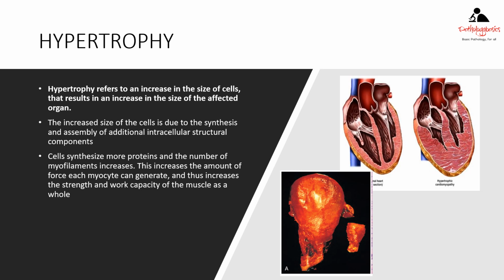So cells synthesize more proteins and the number of myofilaments increases. Because of increased myofilaments, there is increased force that each myocyte can generate. In the first chapter you studied the cells that cannot multiply. Whatever cells cannot multiply in adult life, they undergo hypertrophy. For example, muscles in bodybuilders and cardiac muscle in hypertension.